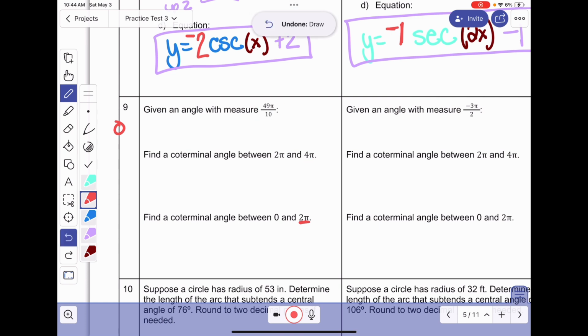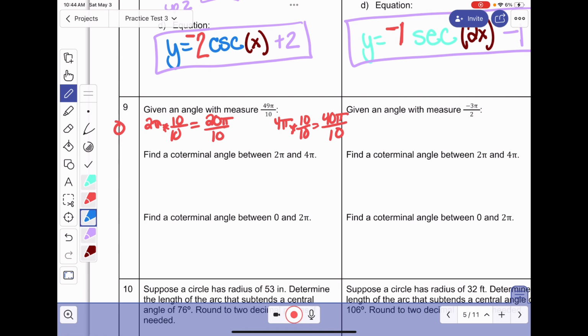lot easier to see. So 2 pi, if I multiply by 10 over 10, is going to give me 20 pi over 10. And then 4 pi times 10 over 10 is going to give me 40 pi over 10. So now we want this first one to be between 20 pi over 10 and 40 pi over 10. And then we want this one to be between 0 and 20 pi over 10.